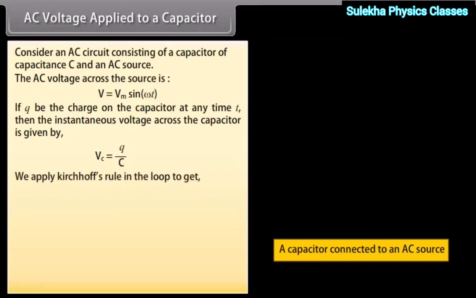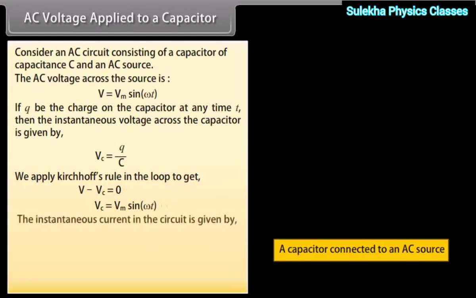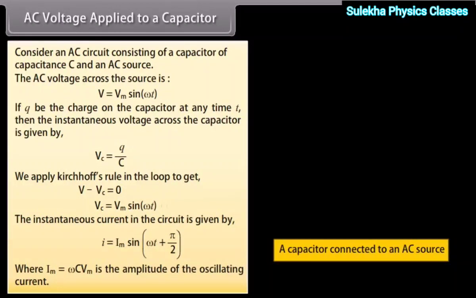We apply Kirchhoff's rule in the loop to get V minus Vc equal to 0. Now we put the value in the above equation. Vc is equal to Vm sin omega t. The instantaneous current in the circuit is given by Im sin(omega t plus pi by 2), where Im is equal to omega C Vm, the amplitude of the oscillating current.